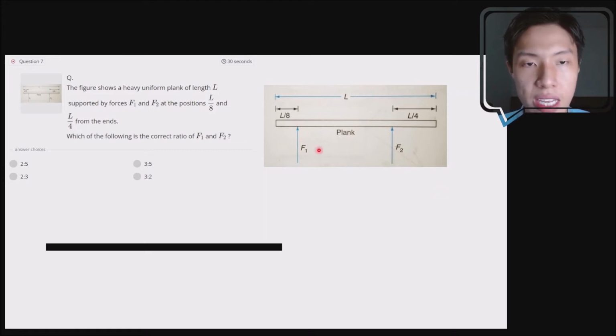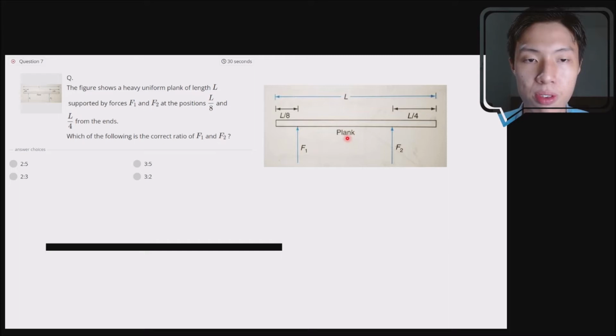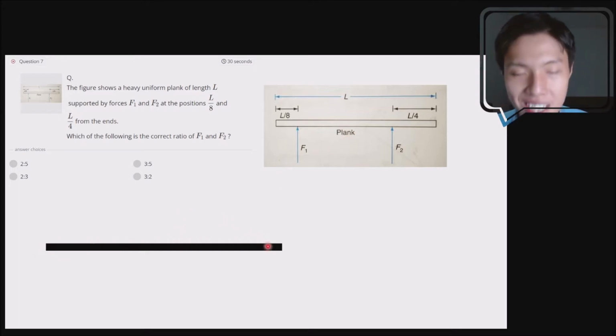Okay, so this is the diagram enlarged over here. So let's try to draw a free body diagram for the plank. We are going to illustrate all the forces acting on the plank. So this black bar over here is representing the plank. It's just a straight line. Okay, don't think too much about it. It's just a thick straight line.